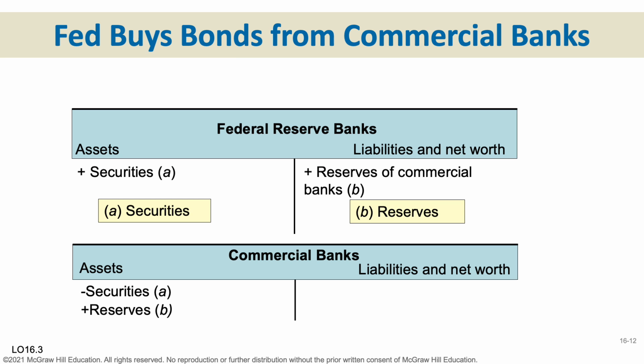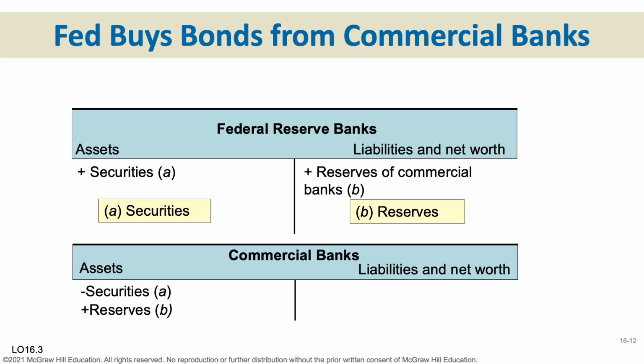Fed buys. Always start your sentence with what the Federal Reserve is doing. Fed buys, Fed sells. That helps clear it in your mind if you don't flip-flop back and forth between the Fed and commercial banks. So Fed buys from commercial banks.